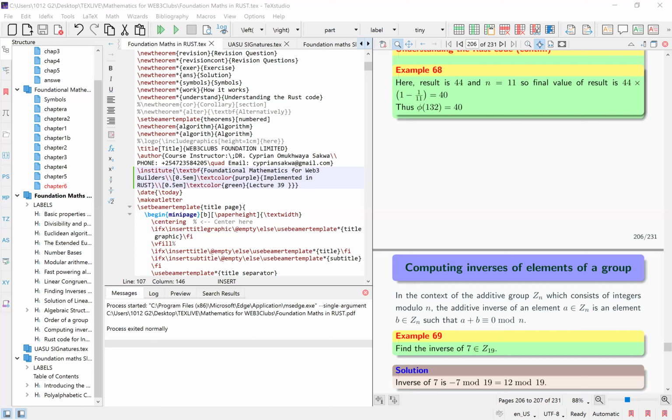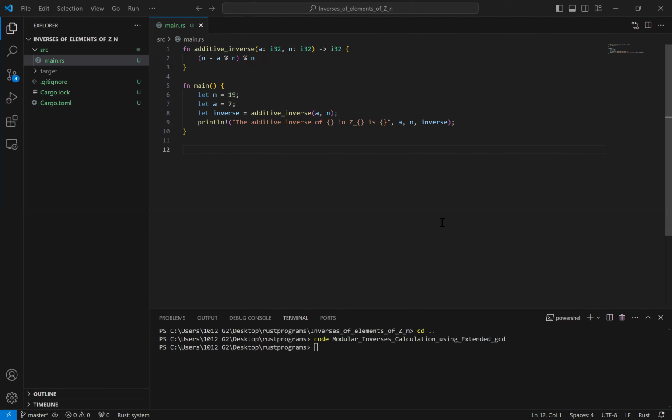Can you see it? The code. Huh? You cannot see it, eh? It's not showing. Okay, let me again share it. What about now? You can see it, eh?